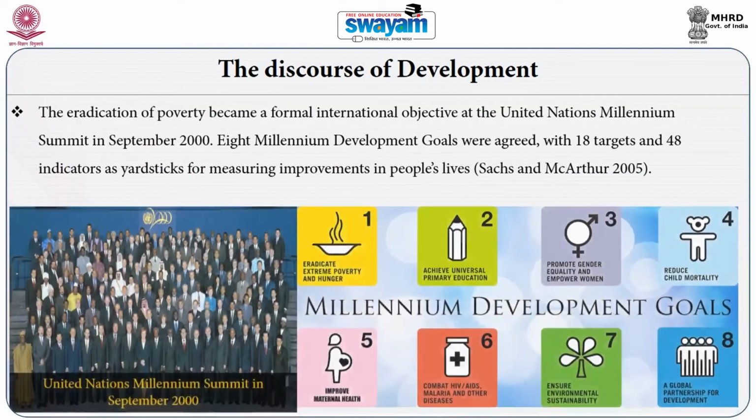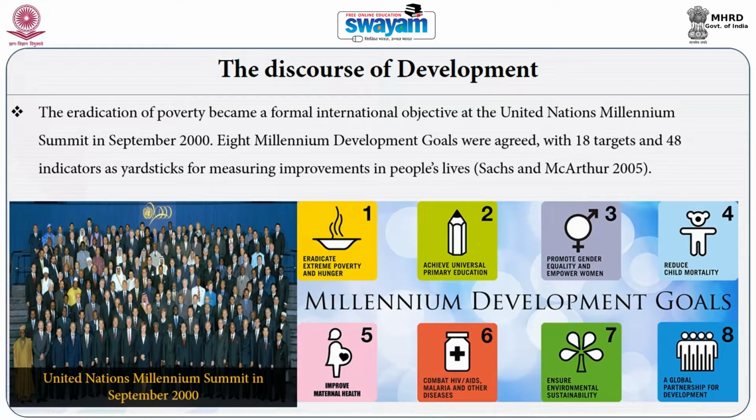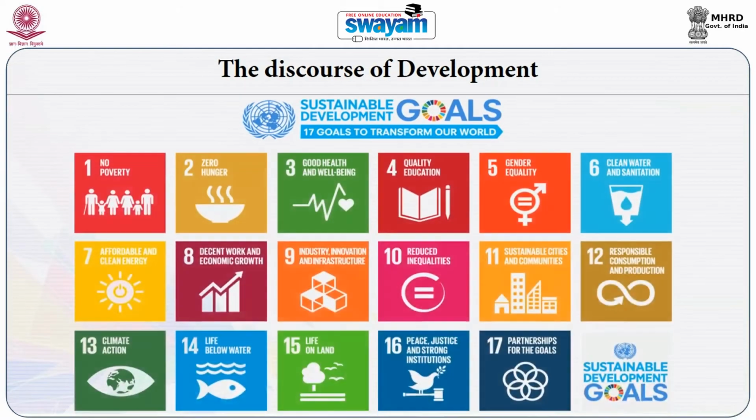One of the main ways that this happened was by the United Nations Millennium Summit in September of 2000, where 8 Millennium Development Goals come in and has 18 targets, 48 indicators, all of them talking about how development has to be seen beyond economic growth. Today we talk of the Sustainable Development Goals, right? All the countries of the world sat together in 2015 and came up with these 17 Sustainable Development Goals.